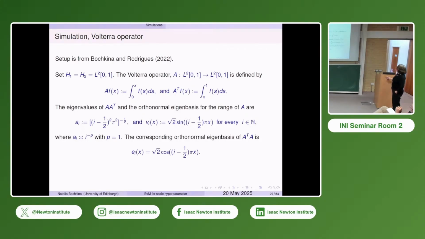So here he picked the Volterra operator, which is an integral operator, right? And its conjugate is easy to write. It's just the first one integral up to x and the other one from x to 1, if we're in [0, 1]. The eigenvalues for the range of a are of order i to the minus a half, right? And it's easy to write the eigenfunctions. One eigenbasis has sines, and the other one for the other operator has cosines, right? So it's easy to implement.